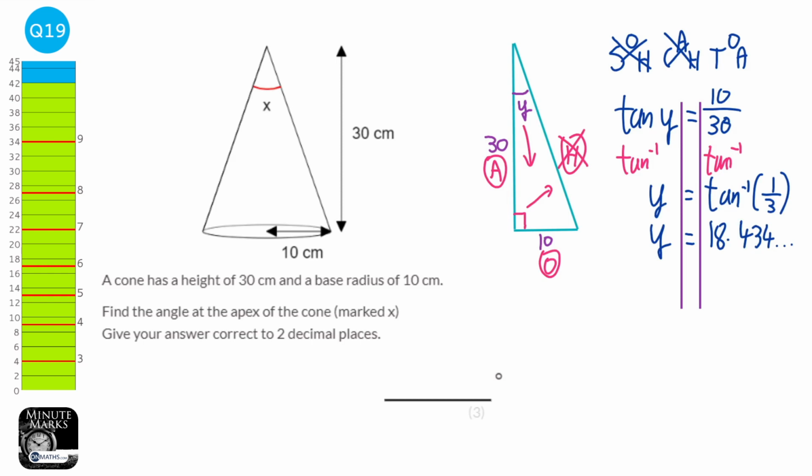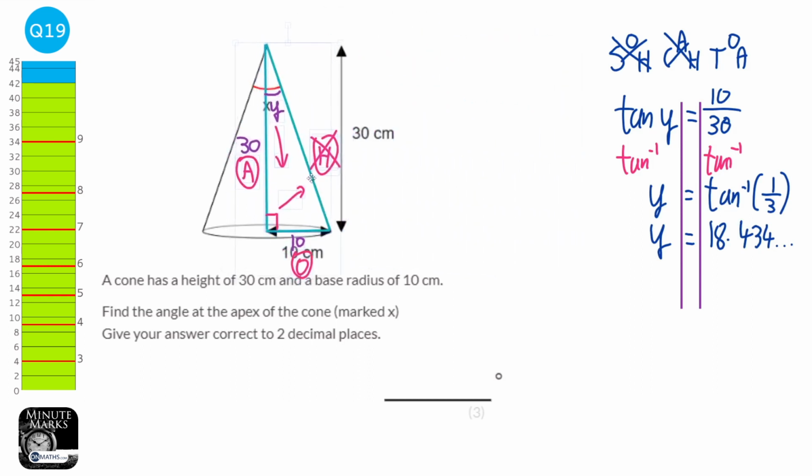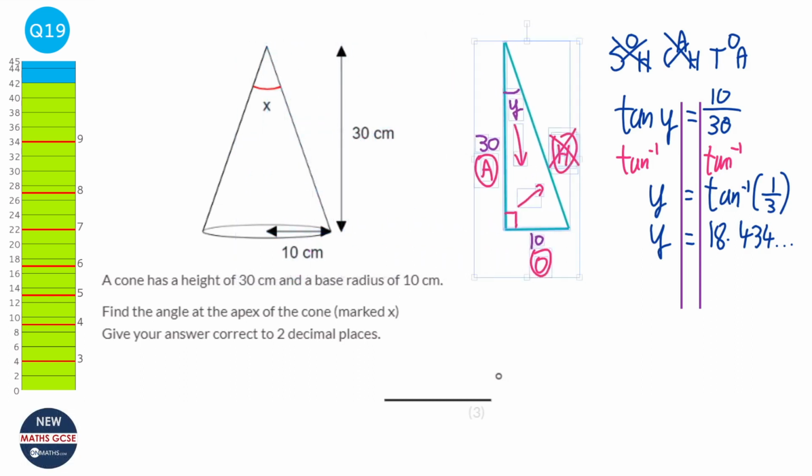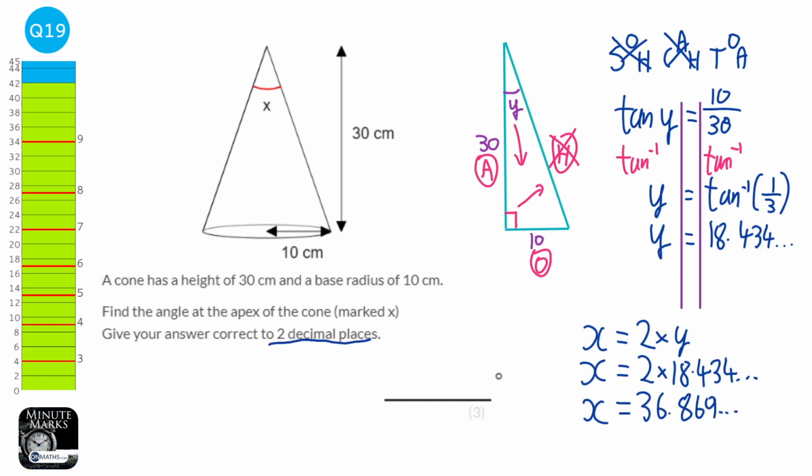Now, what I did at the start was I moved the diagram away from the cone. Let's just move it back and we'll see the fact that y is exactly half of x, because we've done a line straight down the middle. So to find out what x is, all we need to do is double y. So x is going to be 2 times y. So that's going to be 2 times the 18.434... And so that is going to be 36.869, etc.